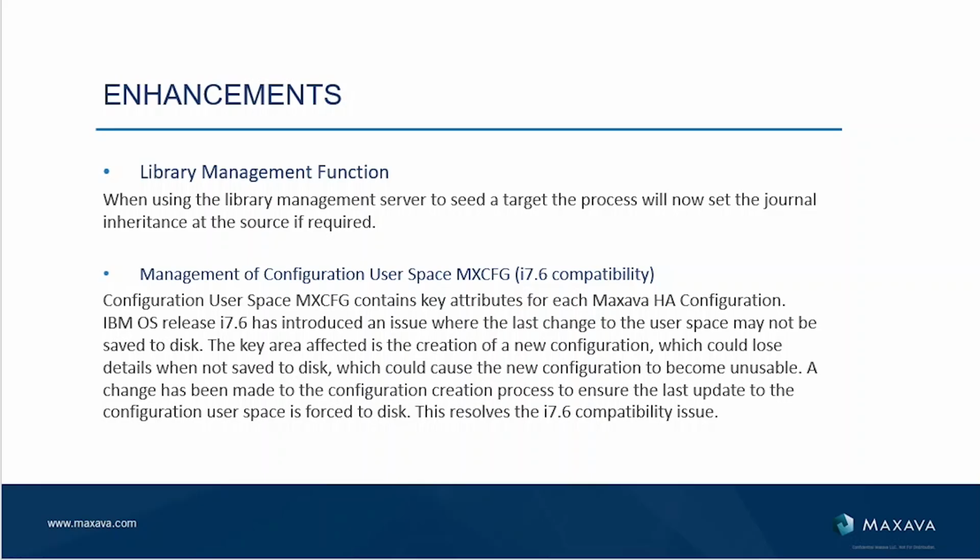IBM OS release i7.6 has introduced an issue where the last change to the user space may not be saved to disk. The key area affected is the creation of new configurations, which would lose details when not saved to disk, which could cause the new configuration to become unusable. A change has been made to the configuration create process to ensure the last update to the configuration user space is forced to disk. This resolves the i7.6 compatibility issue.